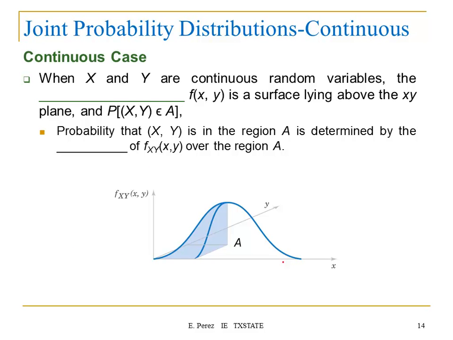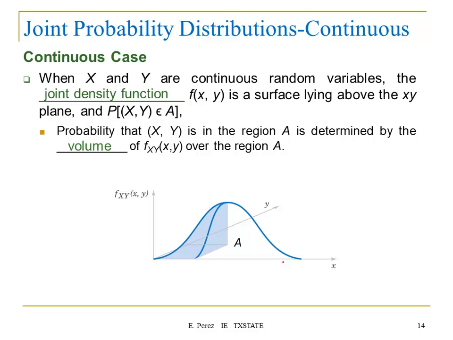So for the continuous case, again, if we deal with two random variables, x and y, the joint density function f of x and y is a surface lying above the xy plane, and the probability of x and y being in this set A is the probability that x and y is in the region A and is determined by the volume of f of x over the region A.